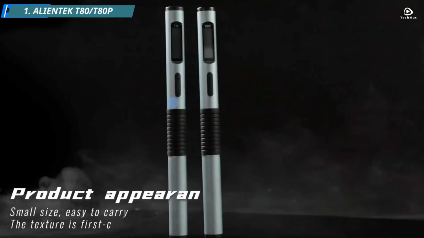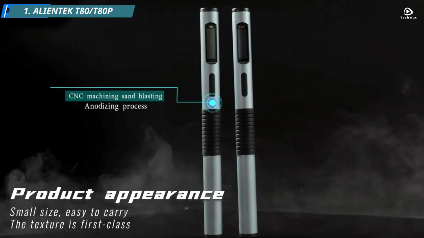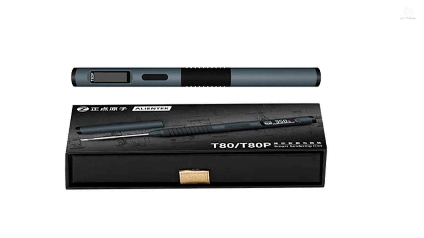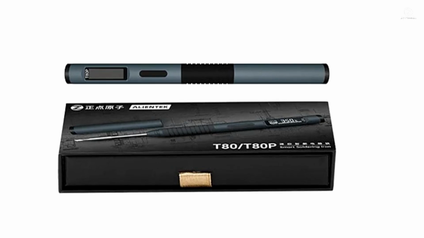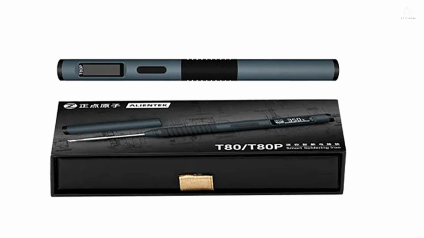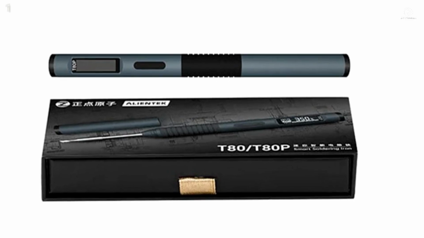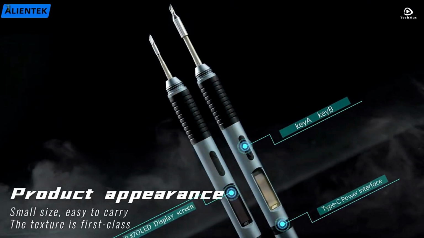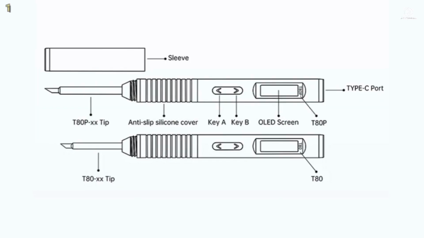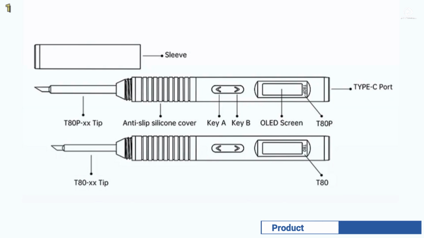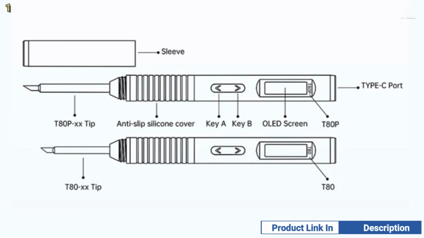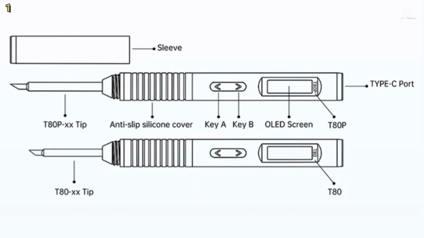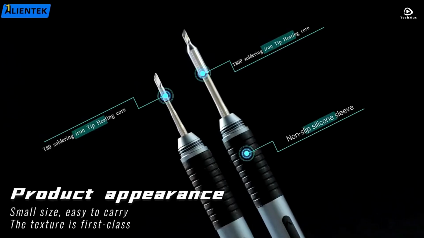Number 1. ALIENTEK T80 and T80P. The ALIENTEK T80 and T80P smart electric soldering iron combines power, portability, and precision in one compact tool. Built with a CNC aluminum alloy body, it is both lightweight and durable, featuring an ergonomic handle for a comfortable grip during long soldering sessions.